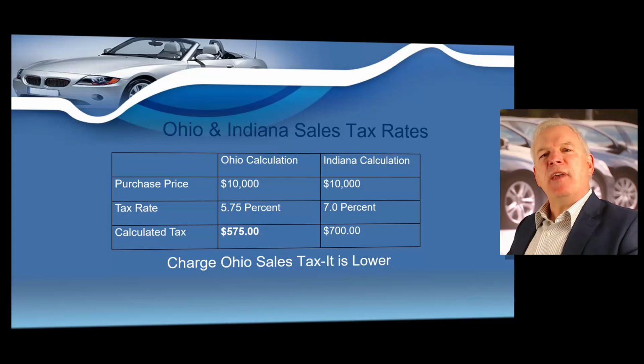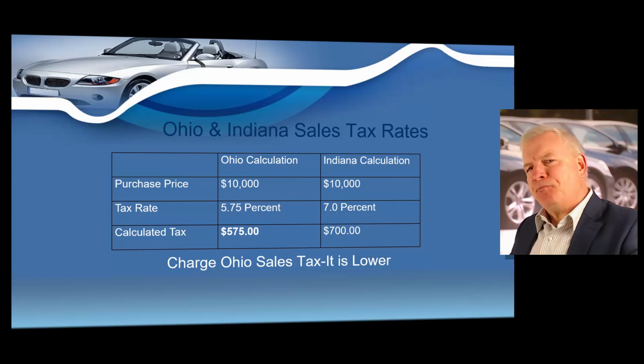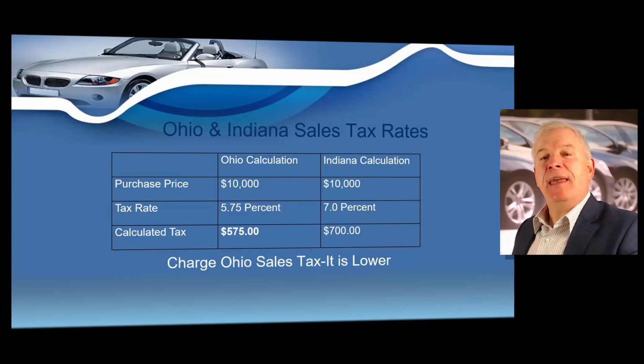Okay, so let's say on our first scenario, we have sold a $10,000 vehicle to someone that lives in Indiana. Well, first let's do the Ohio calculation. You take the purchase price of $10,000 and multiply it by Ohio's sales tax rate of 5.75%, and you'll come up with a calculated tax of $575. You see there on your screen. So now let's do the Indiana calculation. You would take the $10,000 vehicle purchase price and multiply it by the Indiana sales tax rate of 7% to equal a calculated tax of $700.